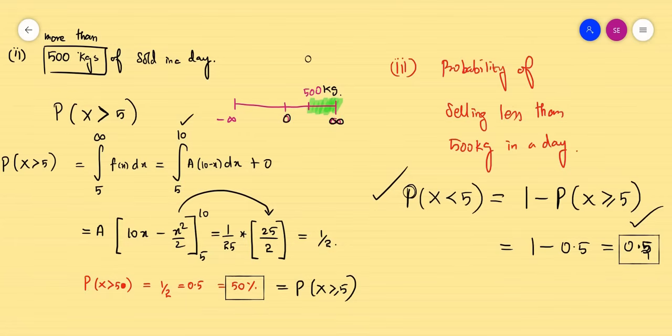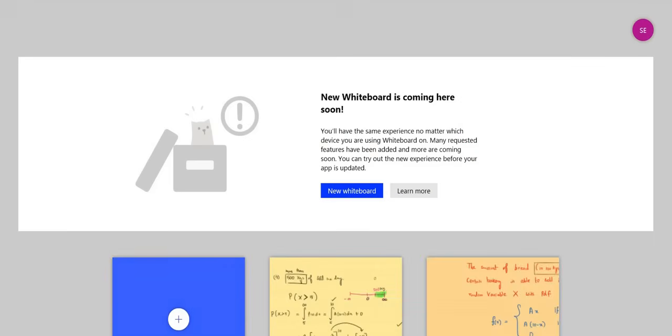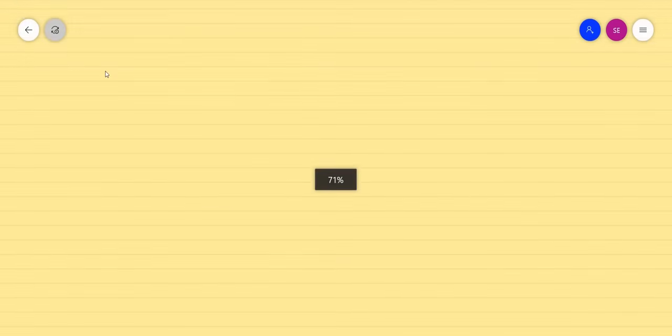Is it clear, ma? Yes, sir. Okay. So simple, ma, don't get scared of integration, nothing.